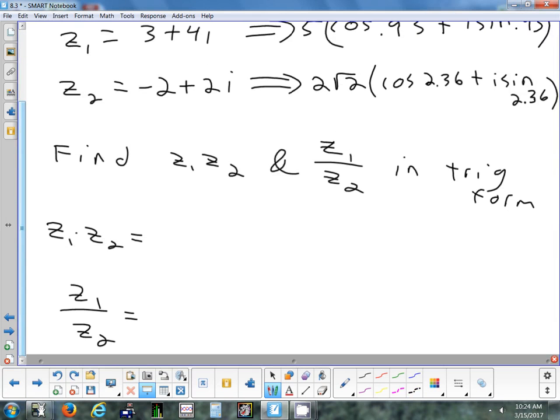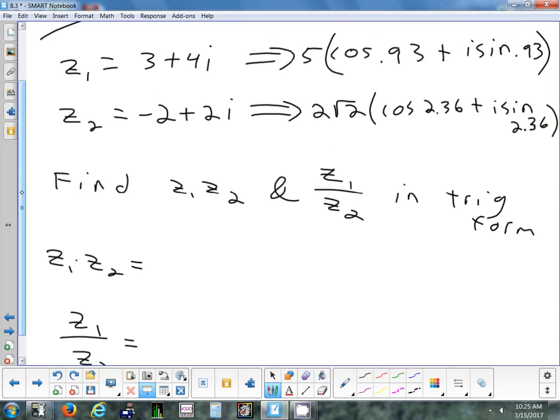And I'm saying to leave the answer in trig form. So when you're done, don't distribute what's on the outside and take the cosine and the sine. Just leave it. Okay, so let's start with z1 times z2. What would my radius be when I do z1 times z2?